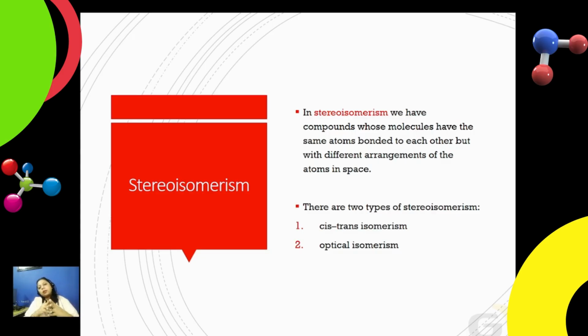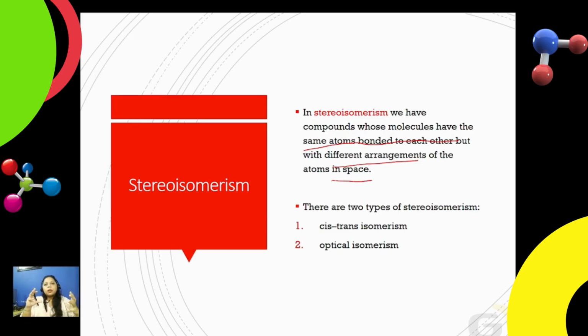So stereoisomerism, as we discussed in the previous videos as well, is related to our geometric isomerism, in other words. In stereoisomerism we have compounds whose molecules have the same atoms bonded to each other but with a different arrangement in space. You know very well it's a 3D structure, it's not a 2D structure as we make it on the table. So there are XYZ axes and we have to arrange them in space.